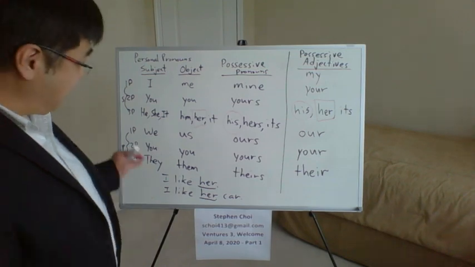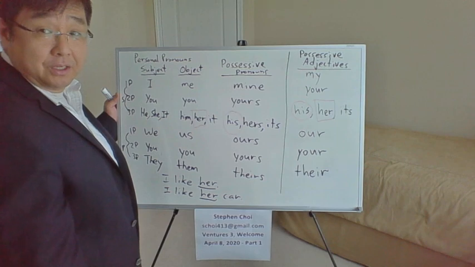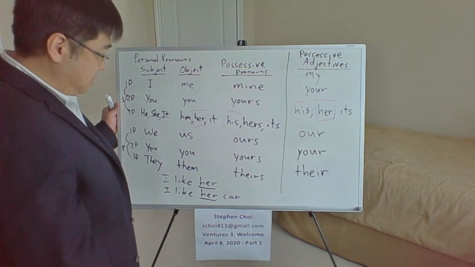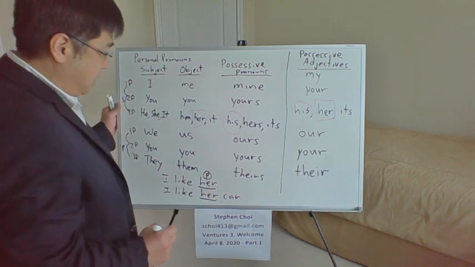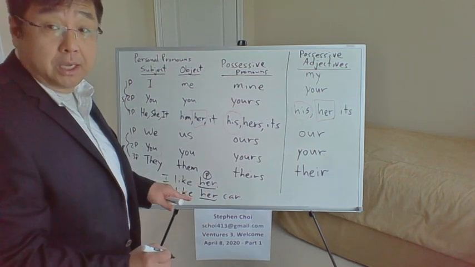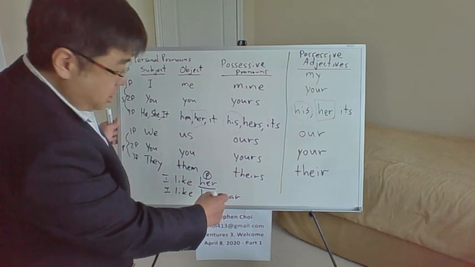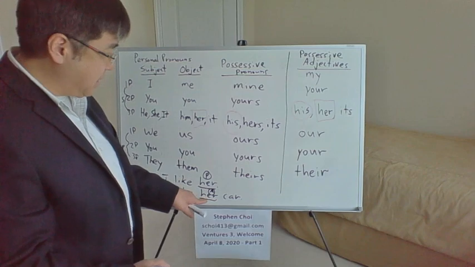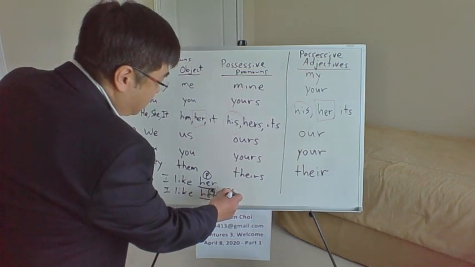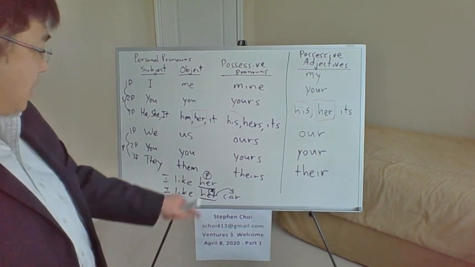Yes, they're different, right? One is a pronoun and one is an adjective. Okay, which one is the pronoun? This one. That's the pronoun. I like her. That's an object pronoun. But here, I like her car. That is an adjective. That's an adjective describing what? Car. Whose car? Her car. Okay, so that's how that works.